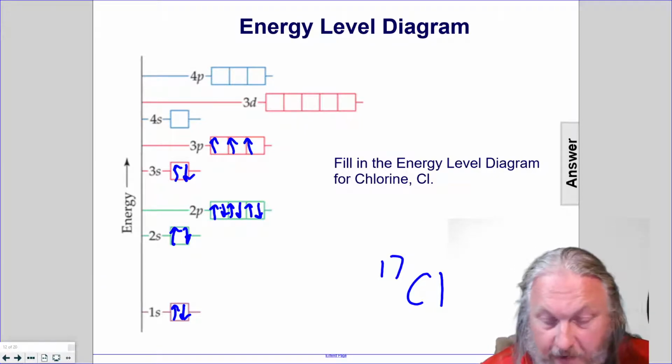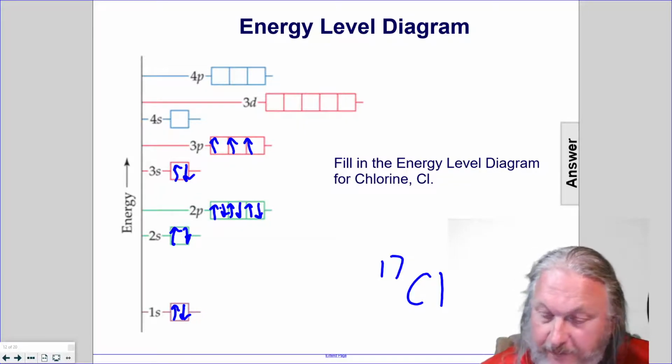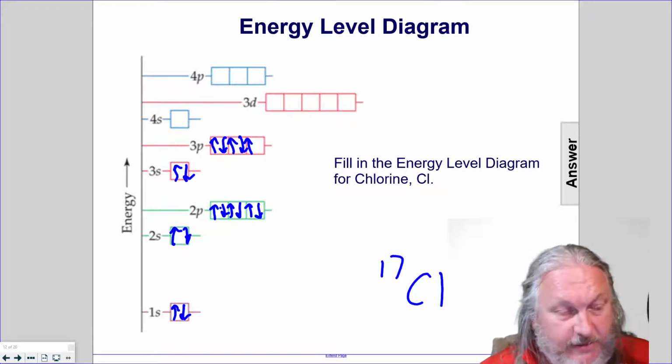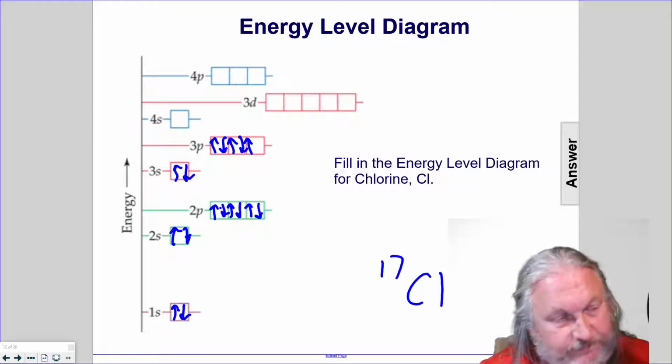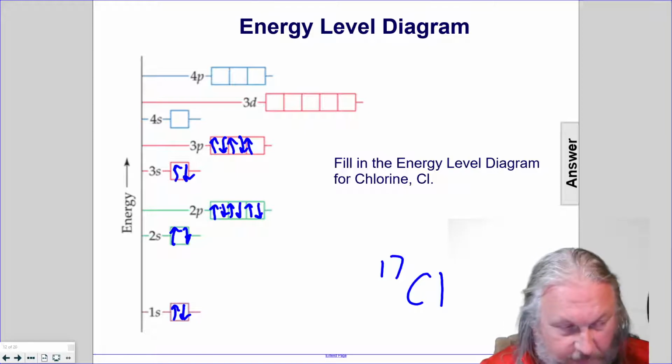Now notice I followed Hund's Rule. I put each of those in their own orbital before I started filling up. Now I'm going to go Pauli's exclusion principle. All right, there's 16 and there's 17. I've got 1 space left in that subshell. There's the orbital diagram for chlorine.